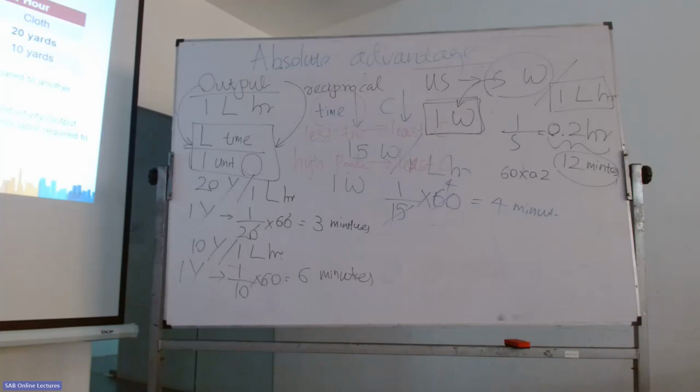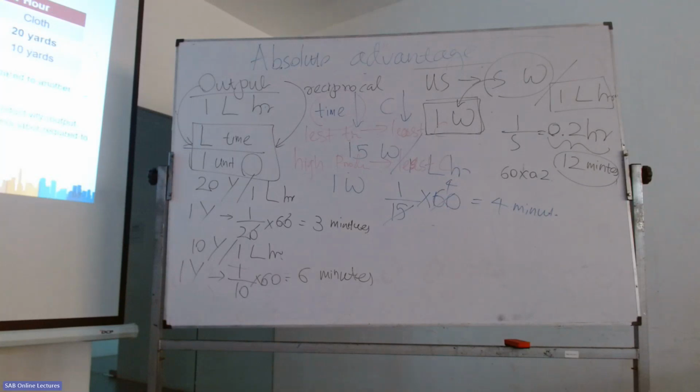Absolute advantage is there when a country can produce a specific good with the least cost. So in wine production, the cost is the least in the UK, so the UK has the absolute advantage in wine production. In cloth production, the least cost is with the US, so the absolute advantage in producing cloth is with the US compared to the UK.